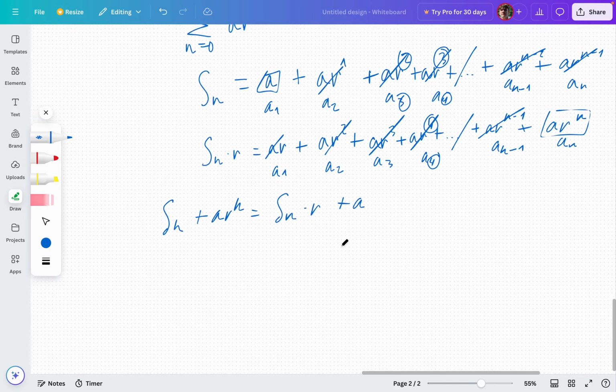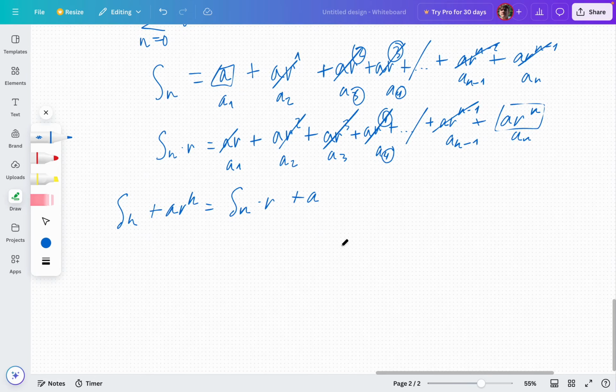Because again, take a look: now I'm saying that s sub n plus ar to the nth, and now we have this a here, right? Because s sub n has this a, and s sub n multiplied by r is just plus a, and since it already has this ar to the nth, we can just conclude that they're the same, and this would be absolutely correct.